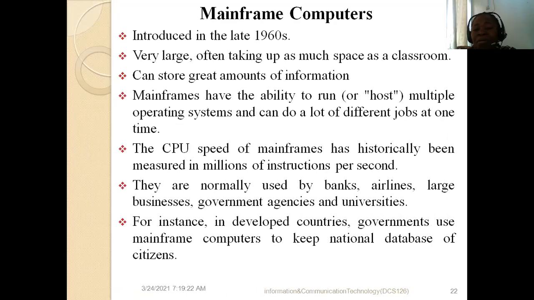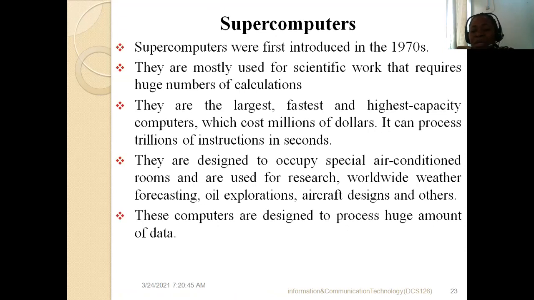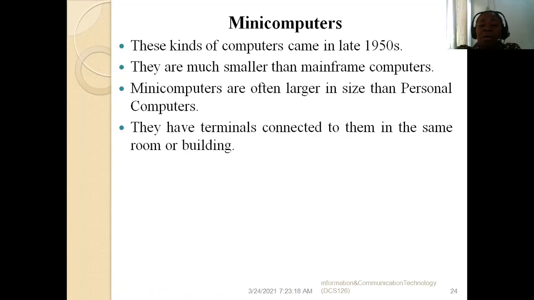Remember, mainframes are able to process millions of instructions per second, while supercomputers can process trillions of instructions in seconds. They are designed to occupy special air-conditioned rooms and are used for research, worldwide weather forecasting, oil exploration, aircraft designs, and other sorts of jobs. The supercomputers are designed to process huge amounts of data. So don't forget that. And that is why you don't just use them for anything. The next is mini computers.